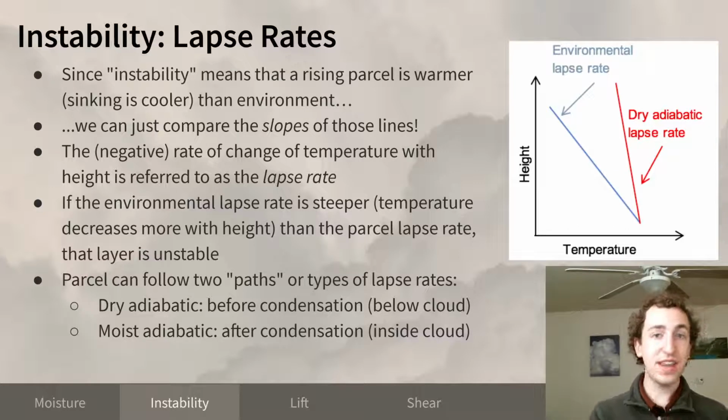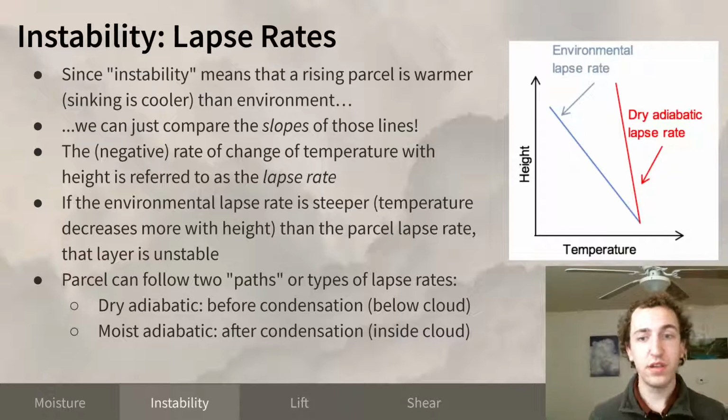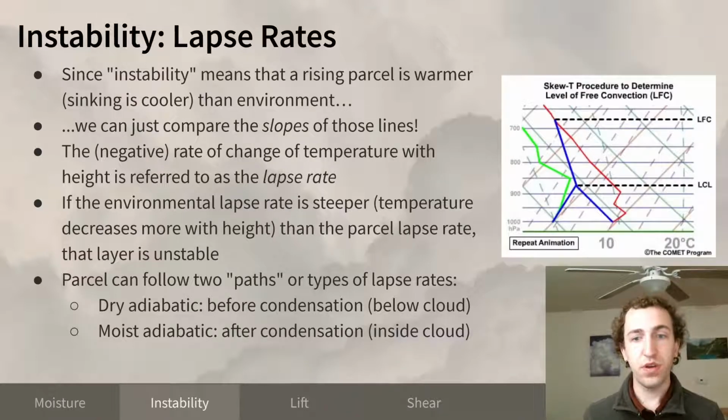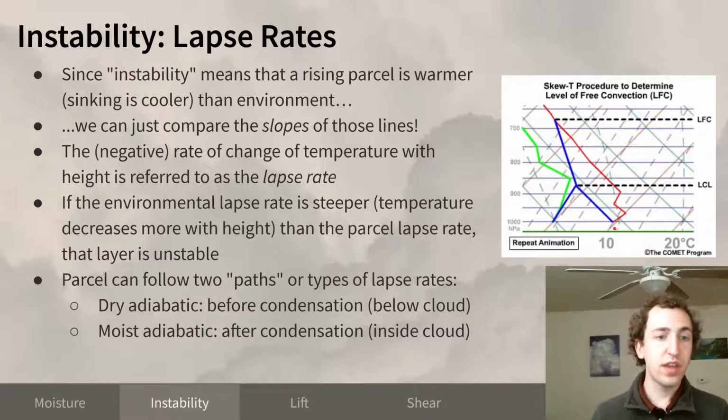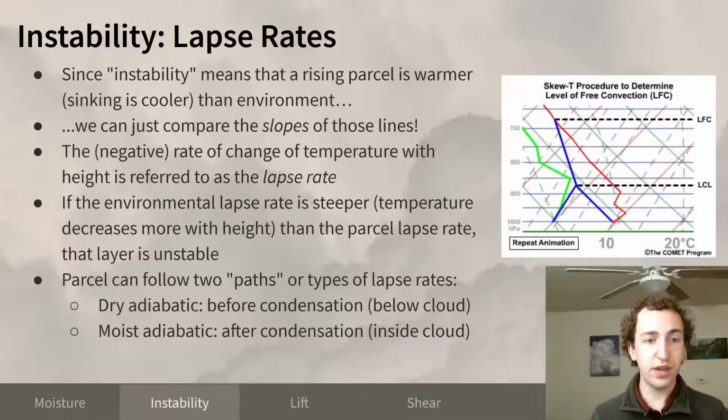Because inside the cloud, you're condensing, you're releasing latent heat, it's going to be less steep. There's going to be less of a decrease in temperature with height. So, sort of illustrating that, this red jagged line here is the environmental temperature. The blue line here to here is your parcel temperature. They start at the same point.